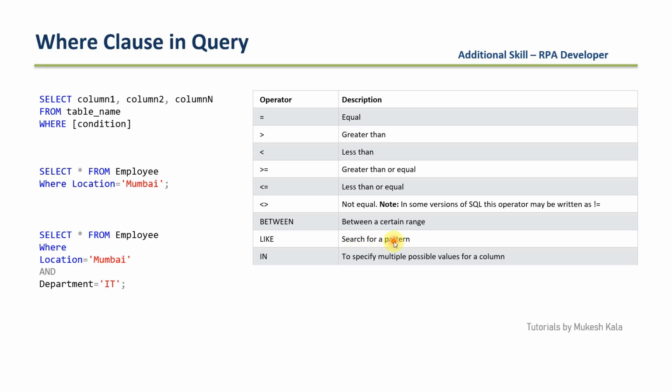If I have multiple values, I want to see which are in Mumbai as well as in Pune. So I'll say in and I say Mumbai, Pune. Let's say we also have the salary or the employee number here, right?